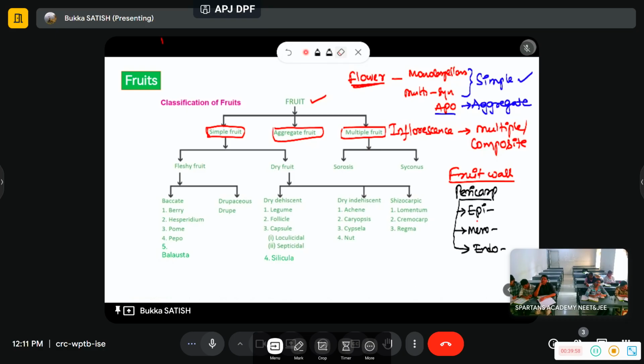Right. Next, in this, write the first one, drupe. This is the only fruit which is discussed in the textbook. So just write that drupe, D-R-U-P, D-R-U-P.